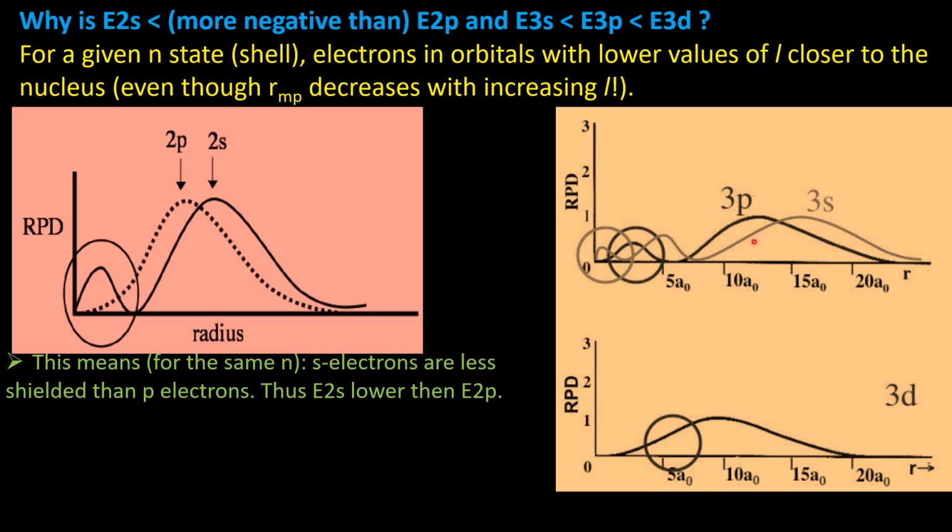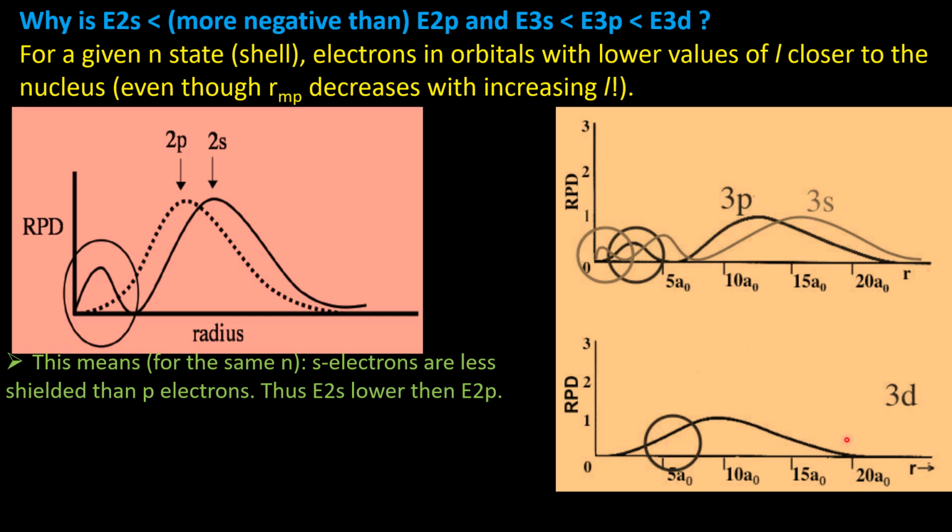It means that 3s orbitals are less shielded as compared to the 3p orbital. Again, the 3s is lower in energy as compared to the 3p orbital, and because the 3p orbital has the less negative binding energy as compared to the 3s electrons.